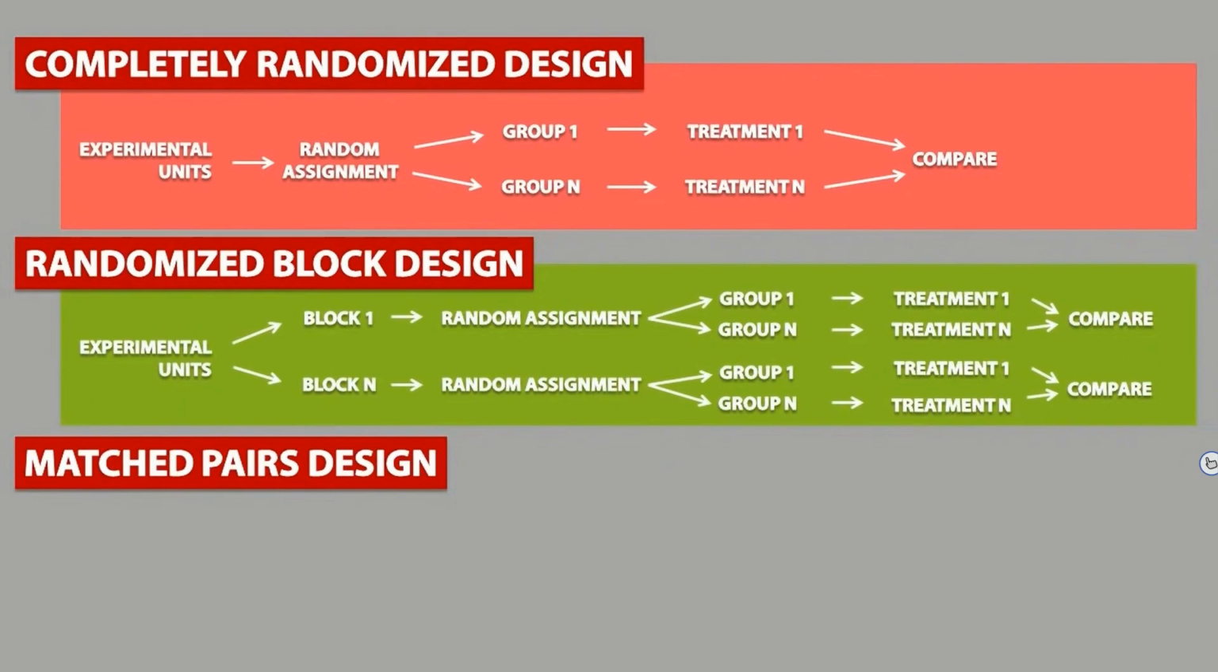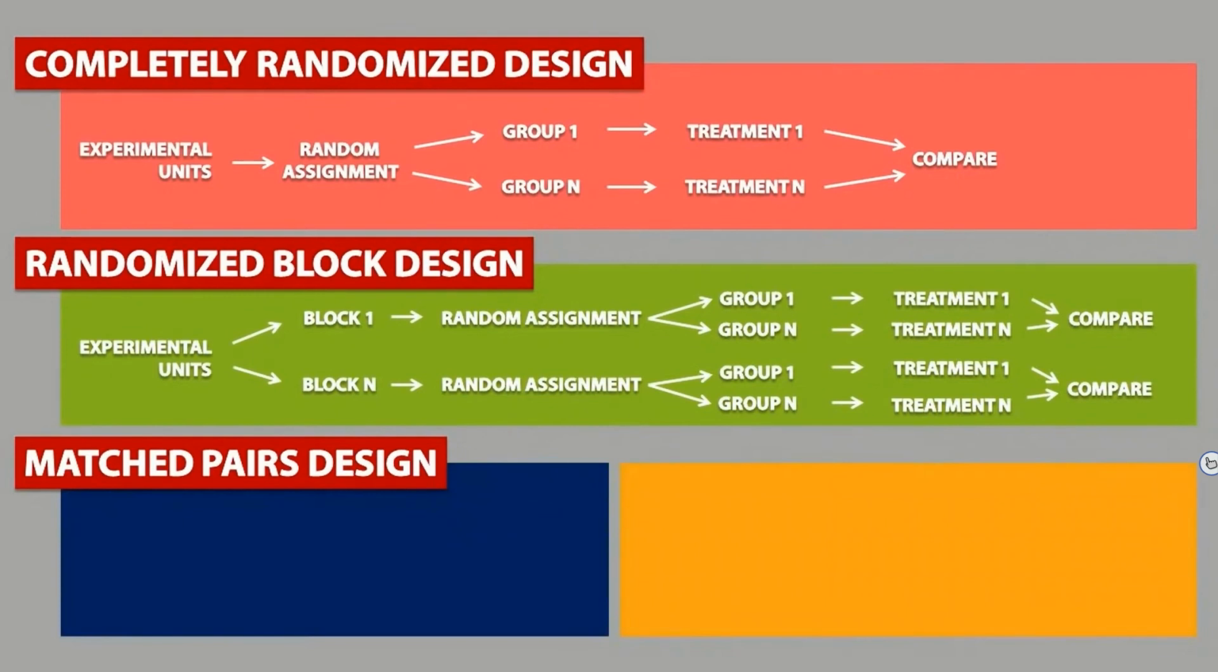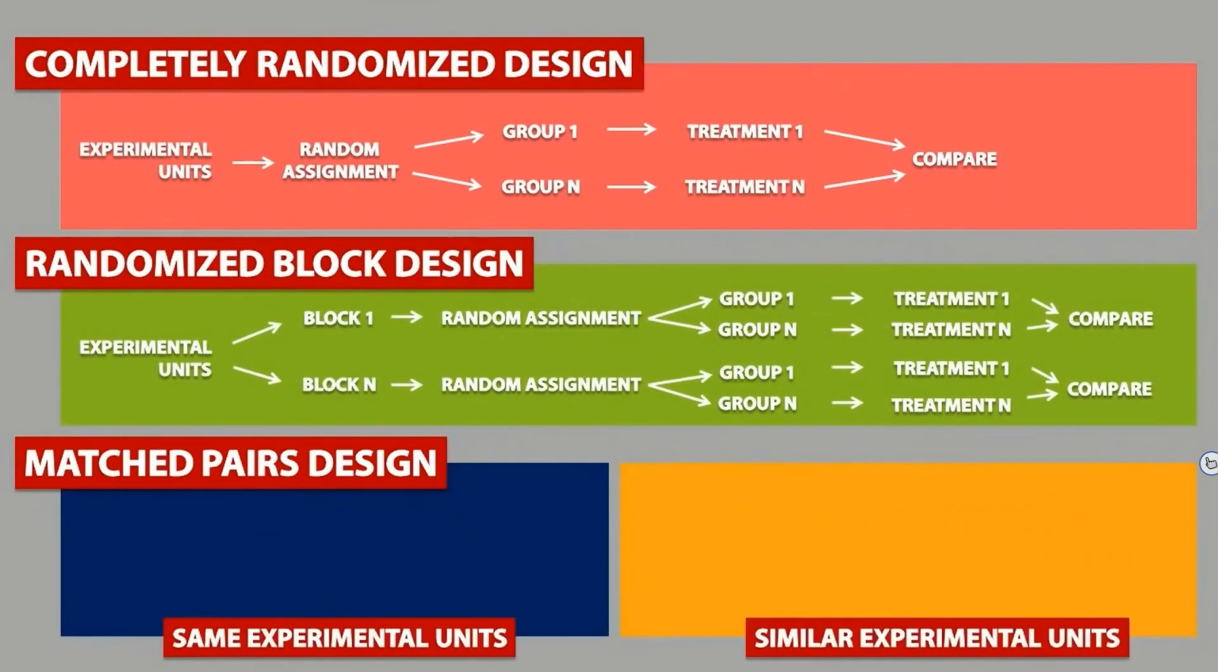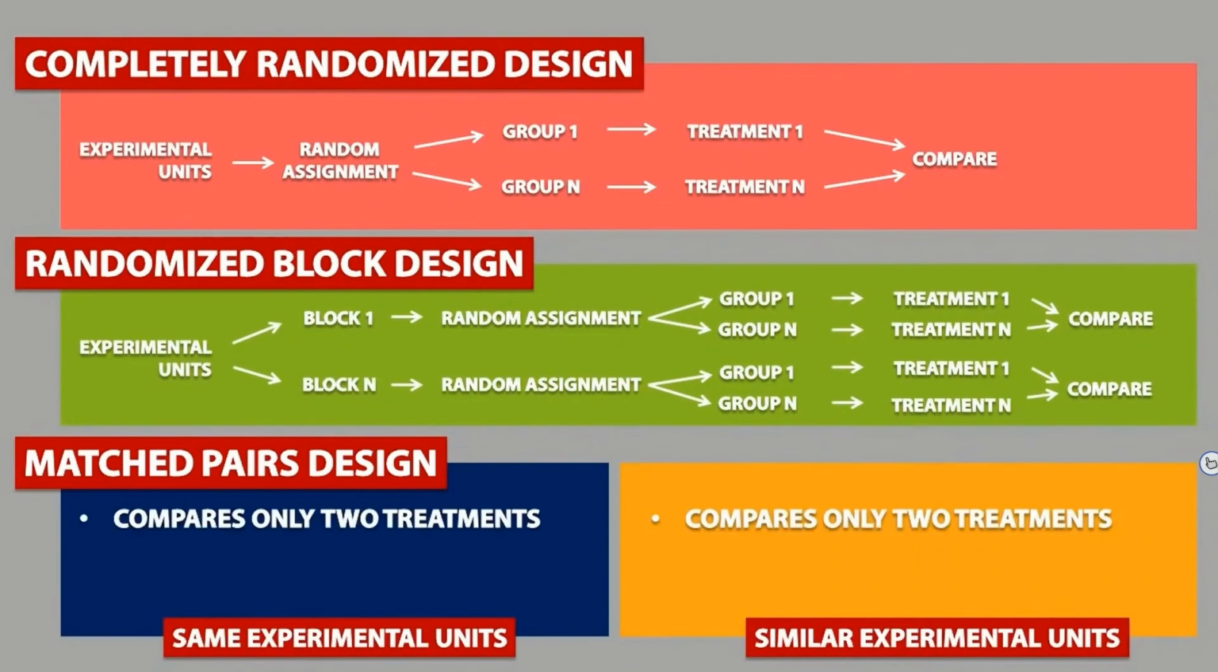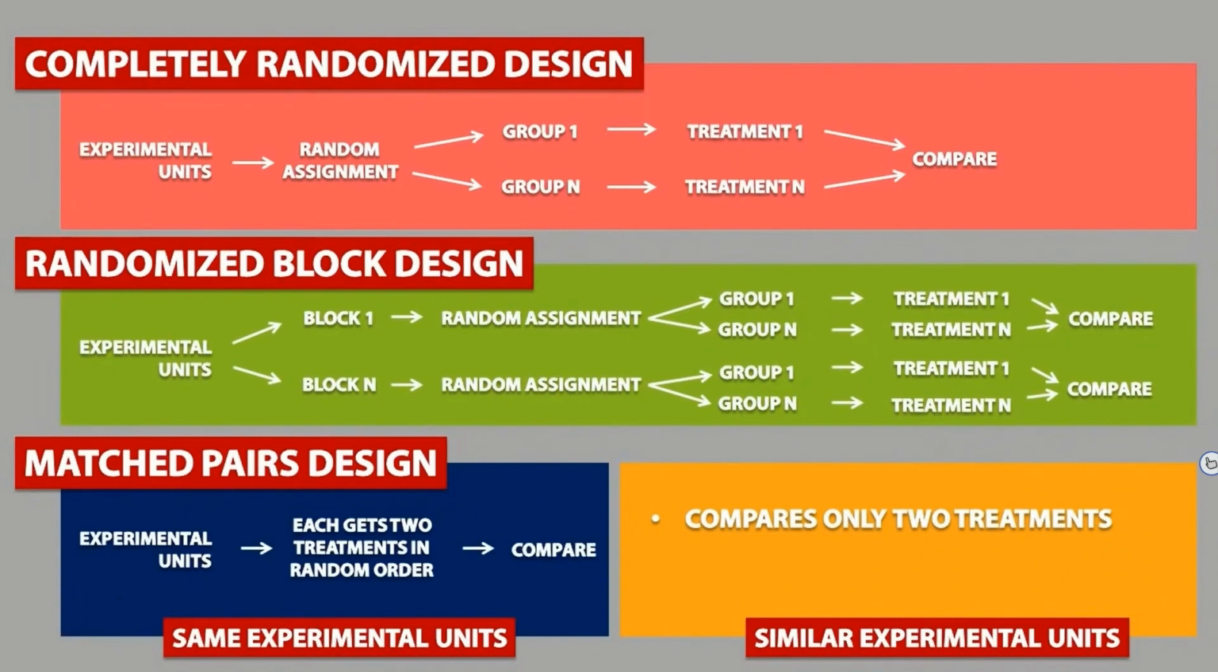For a matched pairs design, we saw 2 scenarios, one that uses the same experimental units and one that uses similar experimental units. Both of these involve the comparison of only 2 treatments. If you are using the same experimental units, each experimental unit gets both treatments. This is what the simplified diagram would look like.